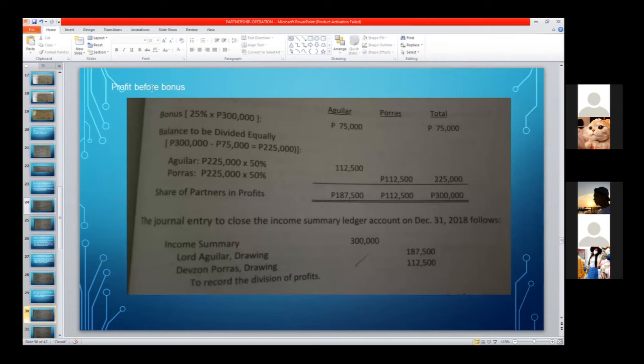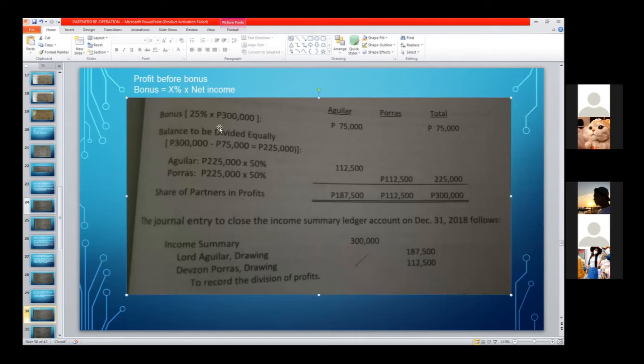Ayan. Kapag sinabing profit before bonus, madali lang 'to. Simple lang ang computation niyan. Ito yung computation niya: bonus equals yung percentage ng bonus, gawin na nating x, tapos yung percent, multiply by yung net income. Ganyan lang yung computation niya, kaya nakuha kaagad 'tong 75,000.